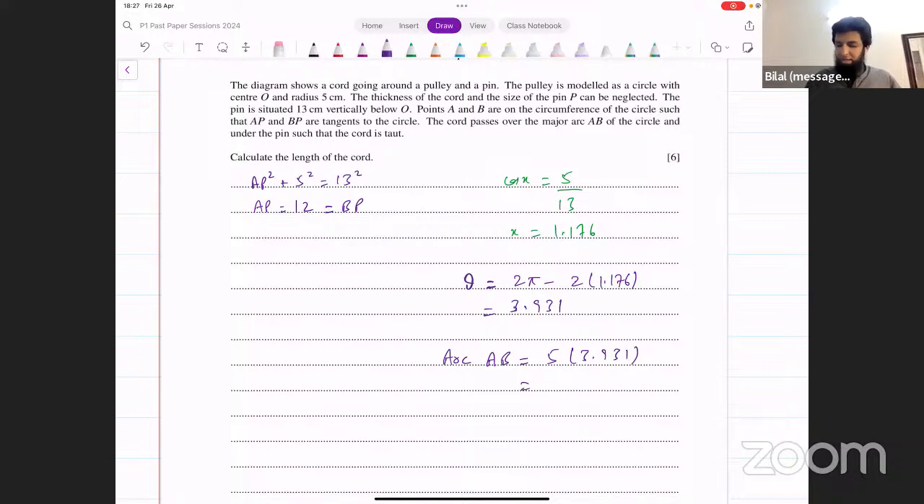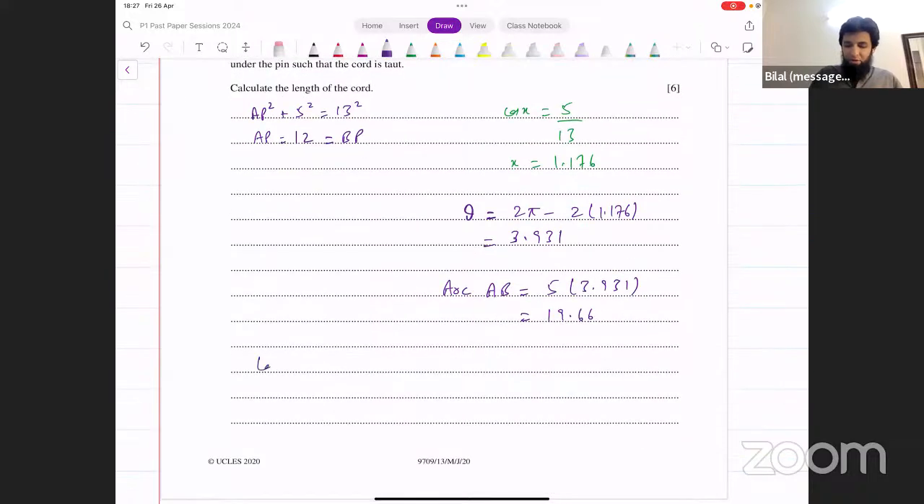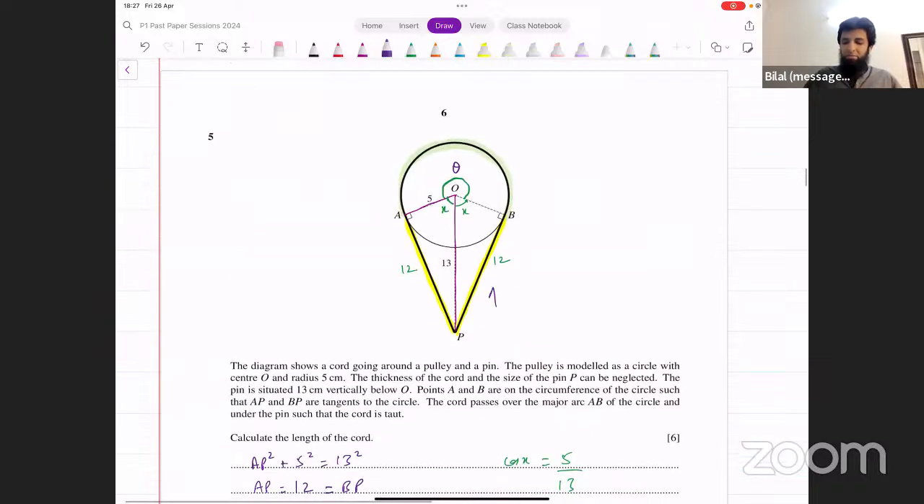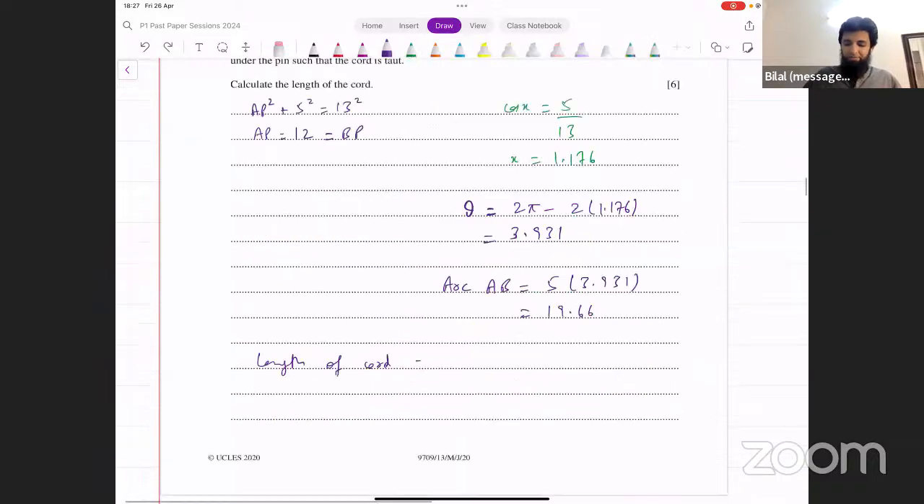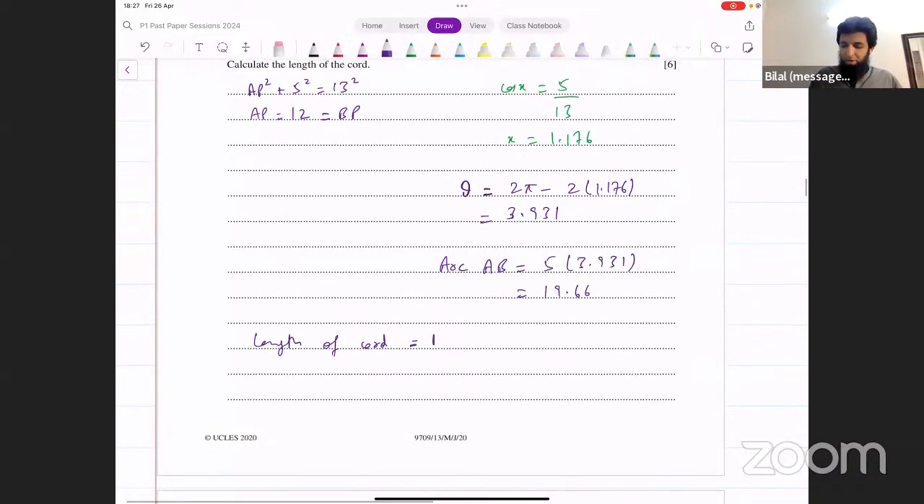What do we get from this? 19.66. And now you can find the total length of the chord. That will be just the sum of these three lengths now: AB, AP, BP, and this arc length. What do you get from that? 12 plus 12 plus 19.66, and that gives you 43.66. We can say that's 43.7, and that's your final answer.